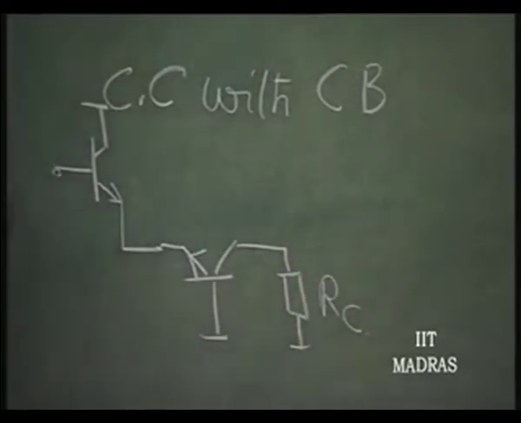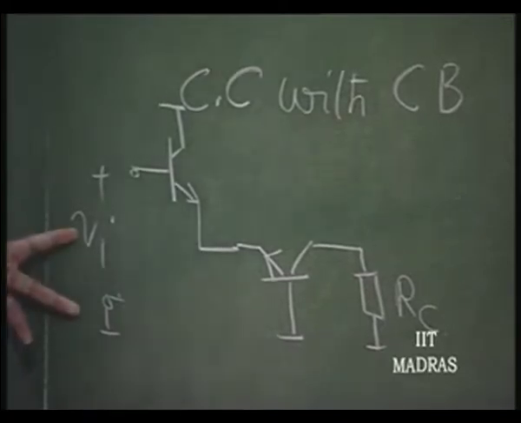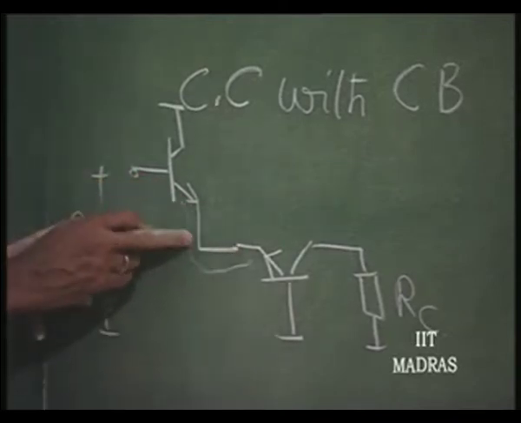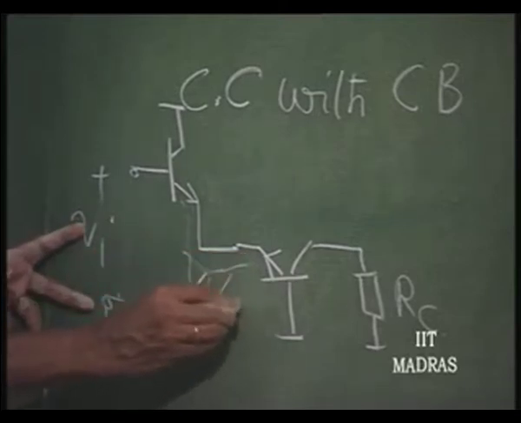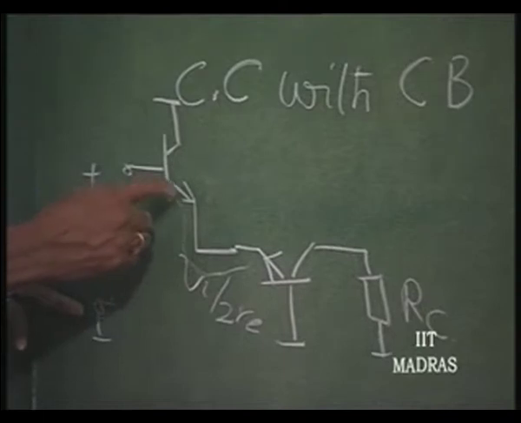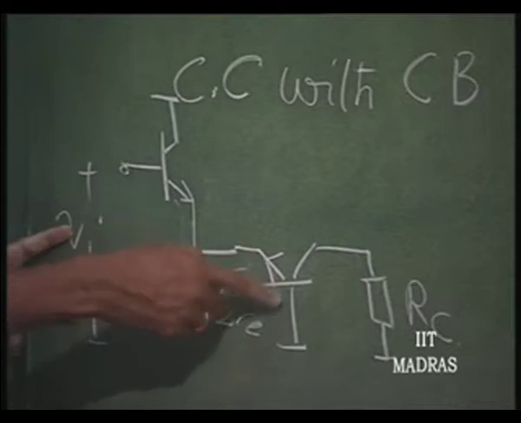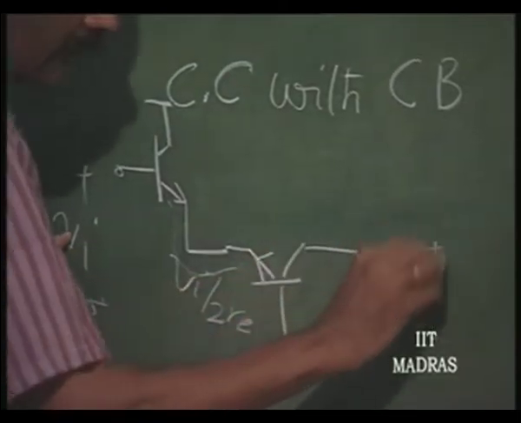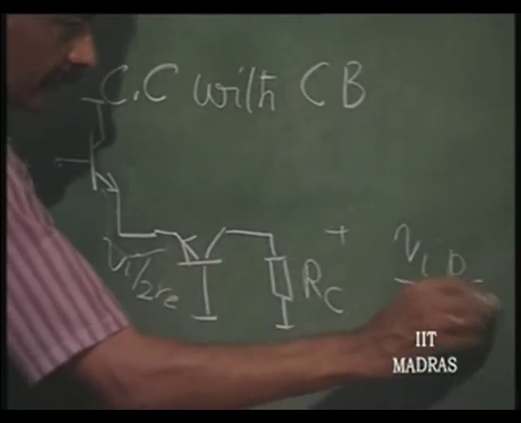Let us see what happens. If Vi is applied here at low frequencies, this Vi is now going to be applied across Re here and Re here, twice Re. So the signal current here is Vi by twice Re, this Re in series with that common base Re. So the current in this is going to be Vi by twice Re, and therefore the voltage across this is going to be Vi by twice Re into Rc.